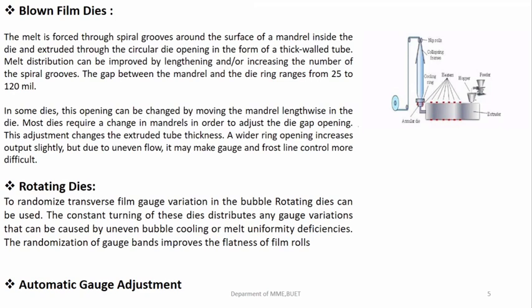Rotating dies randomize and transfer film gauge variation in the bubble. The constant turning of the die distributes gauge variations that can be caused by uneven bubble cooling or melt uniformity deficiencies. The randomization of gauge bands improves the flatness of film rolls. Automatic gauge adjustment can be used with blown film as another means of attaining uniform film gauge.